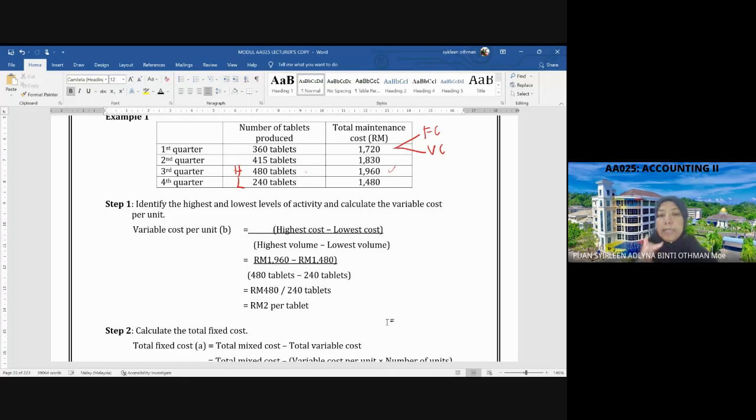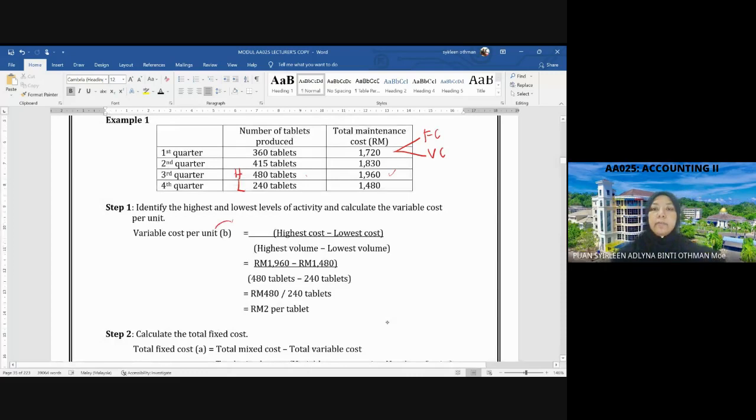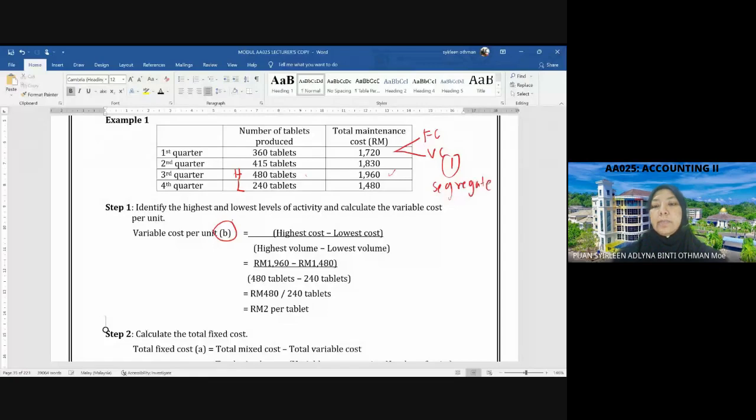So now I dah dapat B. So kerja saya sekarang, okay, the first thing you buat tadi, yang ni, you segregate kan? Bila segregate, benda pertama sekali yang awak kira ialah B. Right? So once you dapat B, you akan cari A. So macam mana saya nak cari A? I akan ganti nilai B yang saya dapat tadi dalam cost function.